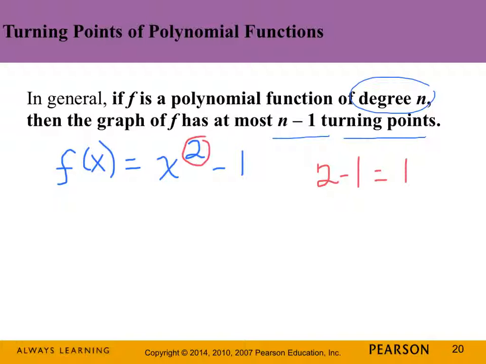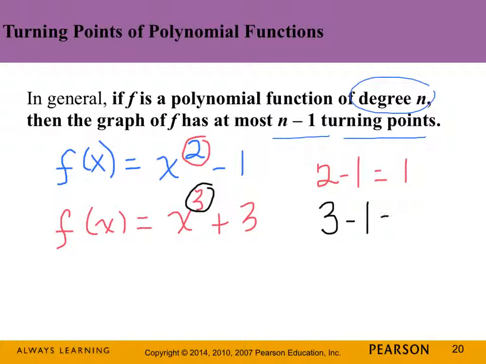Let's say we have a function f of x equals x to the third power plus 3. Well, we see the degree is 3, so to determine the number of turning points, 3 minus 1, it's 2. So that function, that graph, would make 2 turns.